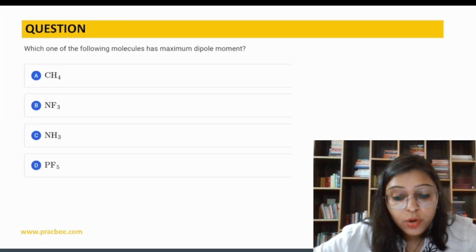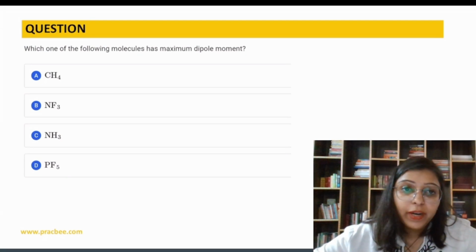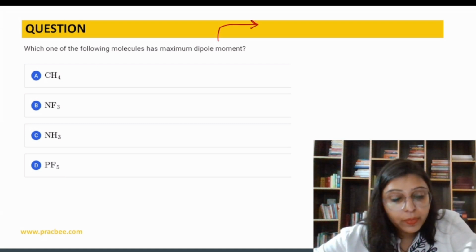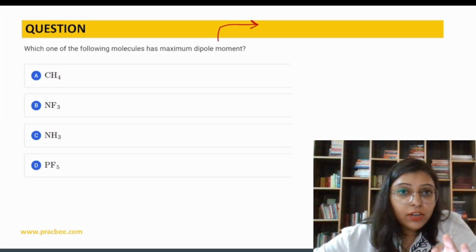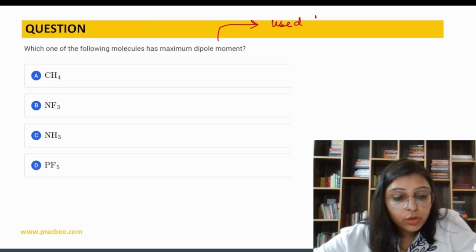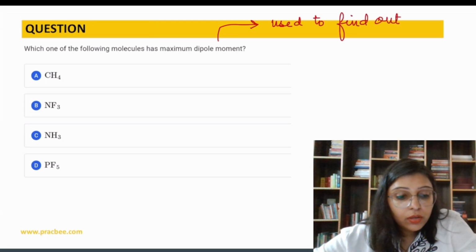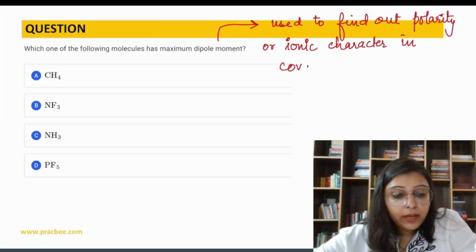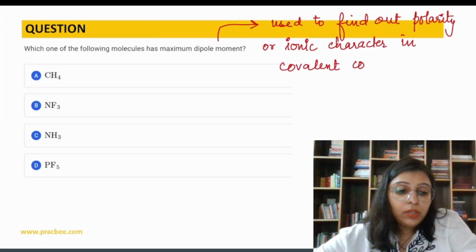Which one of the following molecules has maximum dipole moment? So dipole moment. So in order to find out the dipole moment, what is the idea or significance of dipole moment? So dipole moment is used to find out polarity or ionic character in covalent compounds.